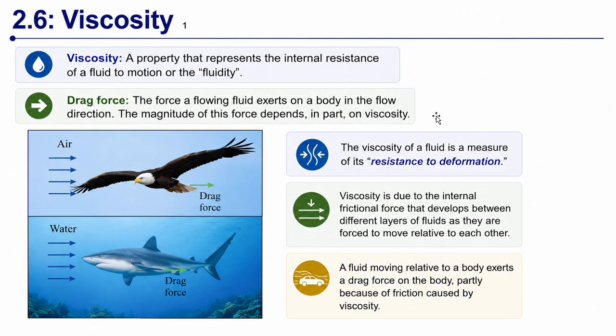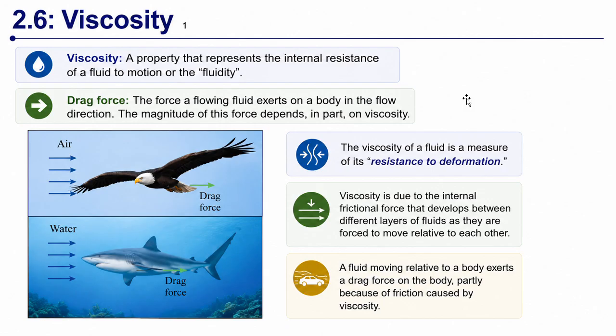Now here we will introduce a term called viscosity. Viscosity is a property that represents internal resistance of a fluid to motion or fluidity. A fluid with high viscosity resists motion strongly. For example, honey, syrup, and heavy oil. A fluid with low viscosity moves more easily. Water and air are common examples.